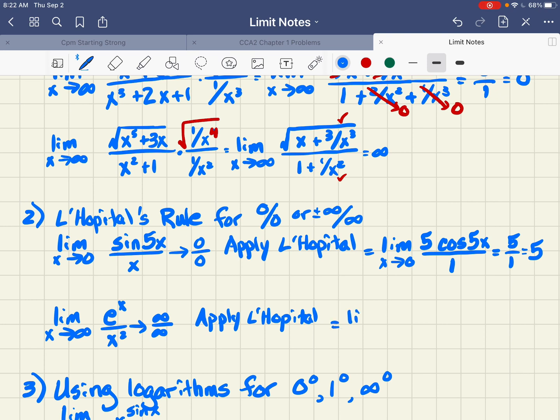And so then I would get the limit as x approaches infinity. Derivative of e to the x is e to the x. Derivative of x squared is 2x. Okay, still infinity over infinity.